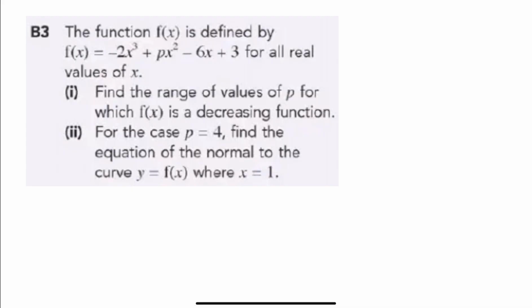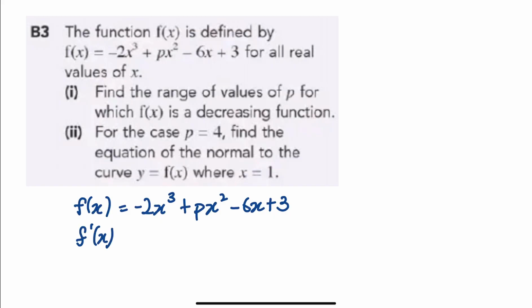This question says, given that a function is defined by this expression over here, find the range of values for p such that f(x) is a decreasing function. So we highlight some key terms here first. Let me write my f(x) down so that it's clear. f(x) is equal to negative 2x cubed plus px squared minus 6x plus 3. Using this function, I can immediately find important information, which is f prime x. The differentiated form of this function is simply negative 6x squared plus 2px minus 6.